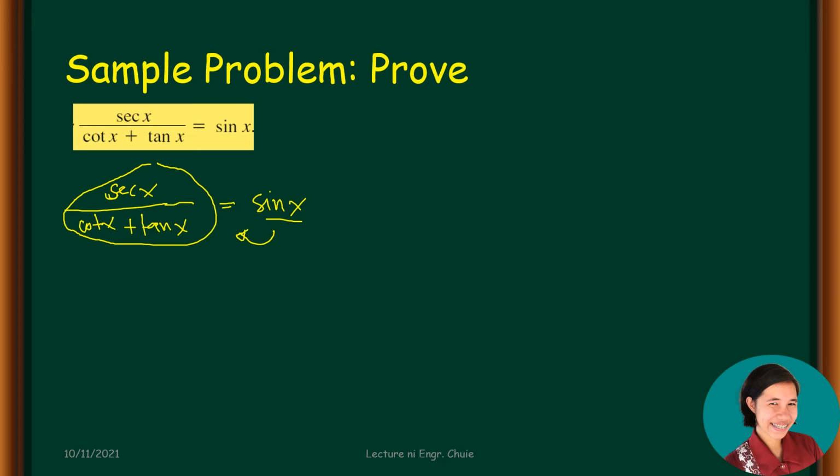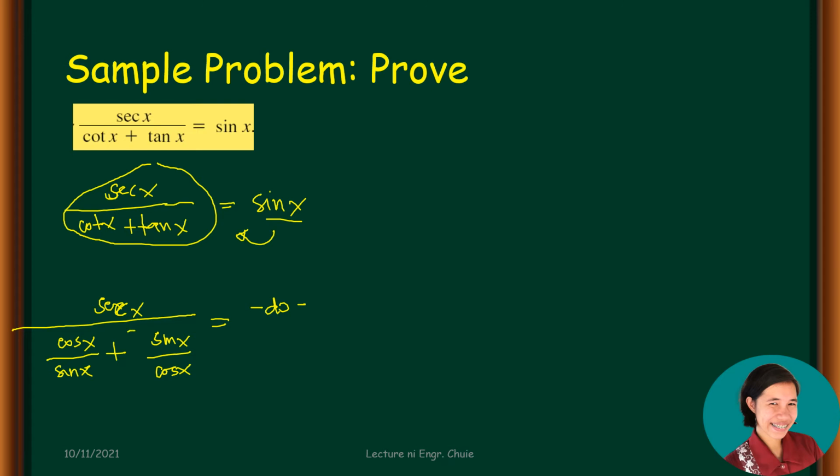So, let's have here si secant x. Meron tayong secant x over, ano ba yung equivalent ni cotangent x? Yung ating cotangent x is equals to cosine x over sine x, diba? Plus, yung ating tangent. Ano ba yung equivalent ni tangent? Yung ating tangent is sine x over cosine x. Can we simplify further this equation?